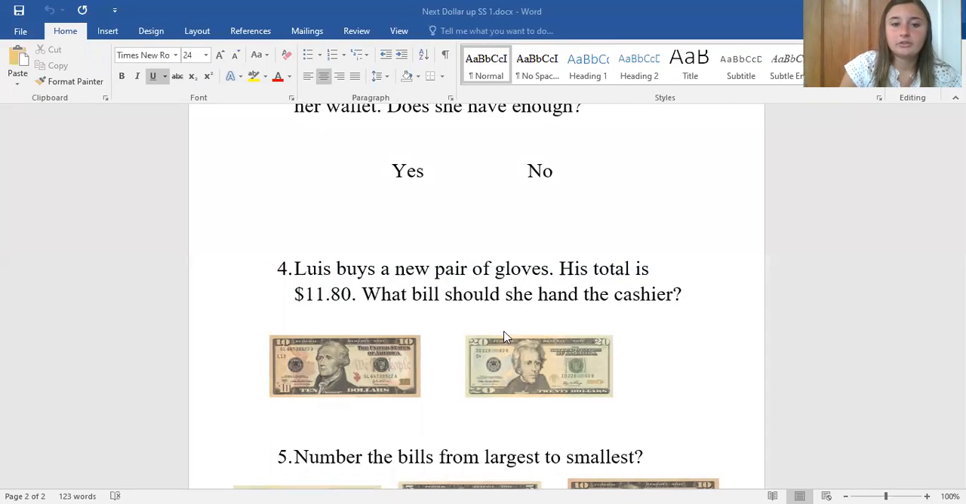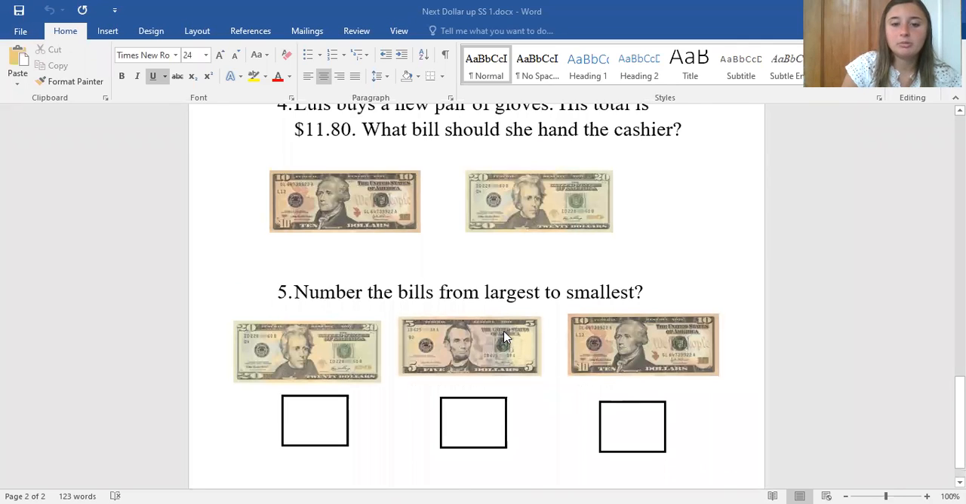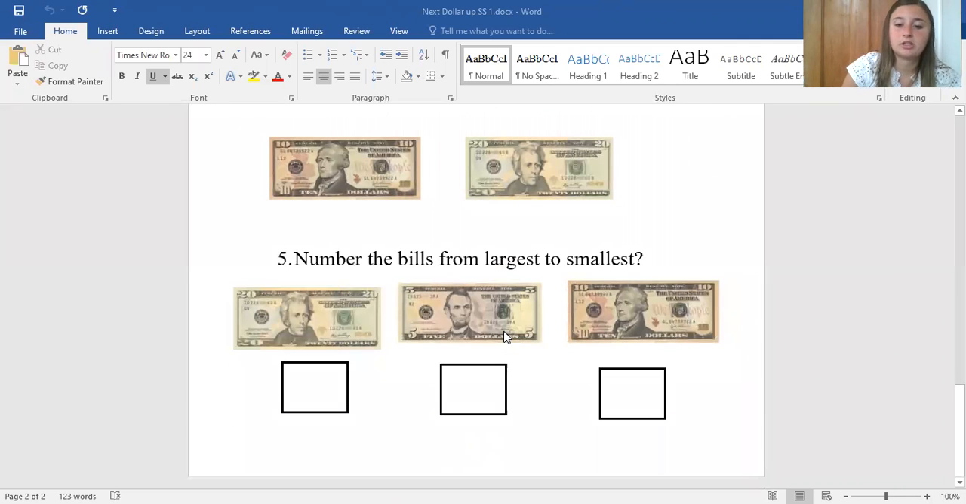All right, and our last problem of today, number bills from largest to smallest. So this is a really good practice to do, and even to do without a worksheet, just take bills out of your wallet, number them from largest to smallest, because this helps with the dollar up strategy, having a greater awareness of what the largest bill is and what the smallest bill is.